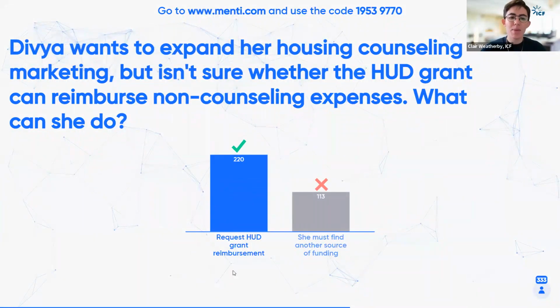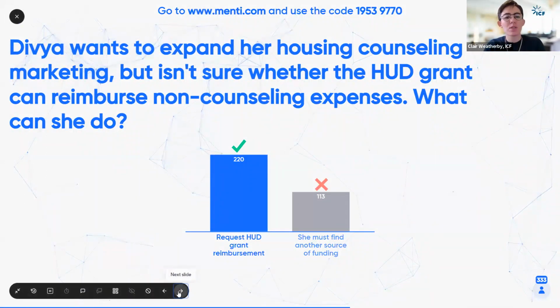And so yes, many of you got the right answer. Divya can request reimbursement under the HUD grant to cover those marketing expenses. But we also want to note that, as always, the HUD grant is supplementary to be used in conjunction with other funding sources. So if she's able to find a grant that covers those marketing expenses and she can use more of her HUD grant to cover the direct counseling services, that is also always encouraged. Let's move to the next question.